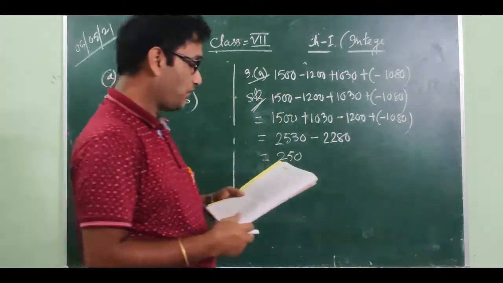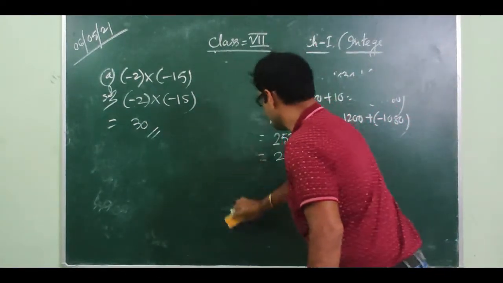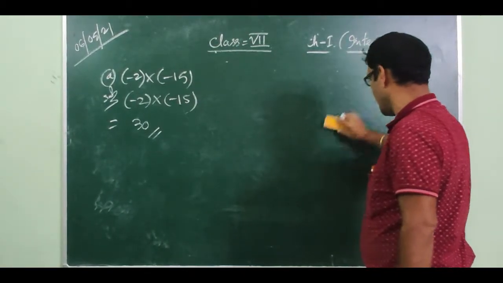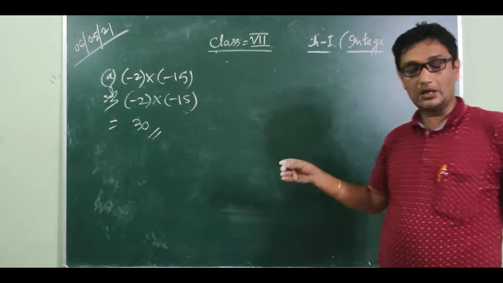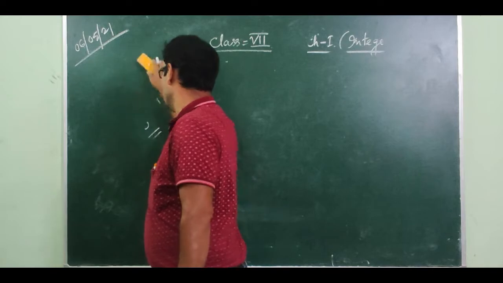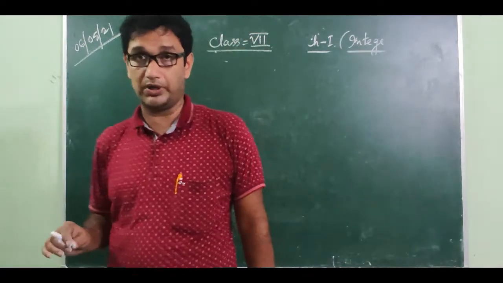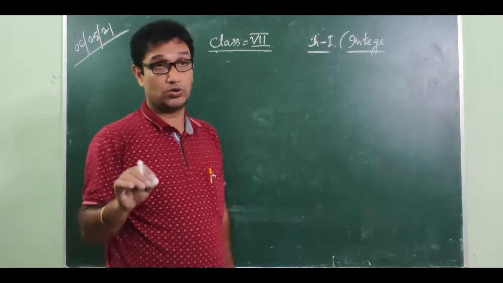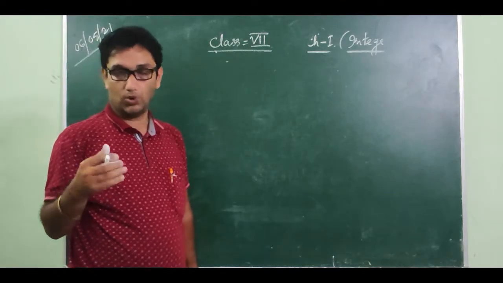Next, question number 5. Question number 5 is given as divide. First you solved addition with positive and negative integers, then subtraction, then multiplication. Now you learn how to do the division. In case of division, if both are positive integers, your result will also be positive. If both are negative integers, then also your result will be positive. But if one is positive and one is negative, then your answer will always be negative.